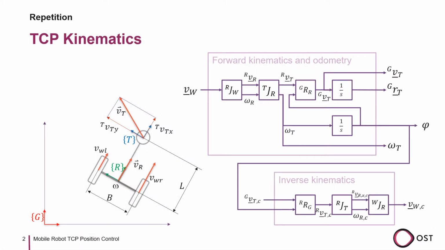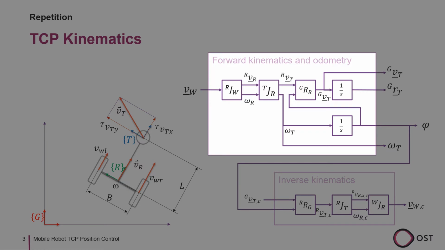To control the Tool Center Point, or short the TCP, we first need to know its position and orientation. In the video about Mobile Robot Kinematics, we have seen the forward and inverse kinematics of the TCP. The link to the video is in the description. We will now briefly recapitulate what we have seen.